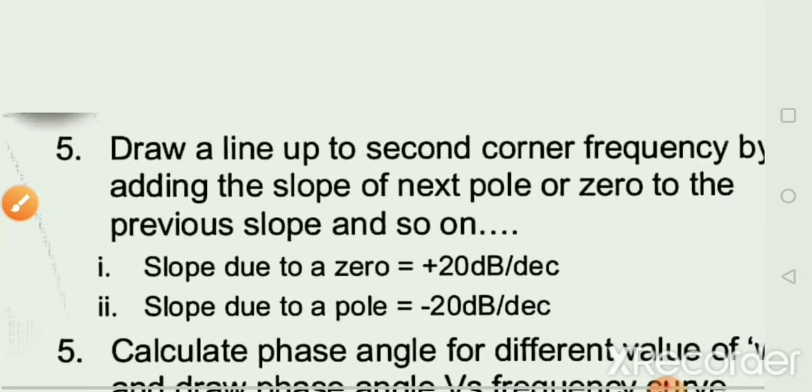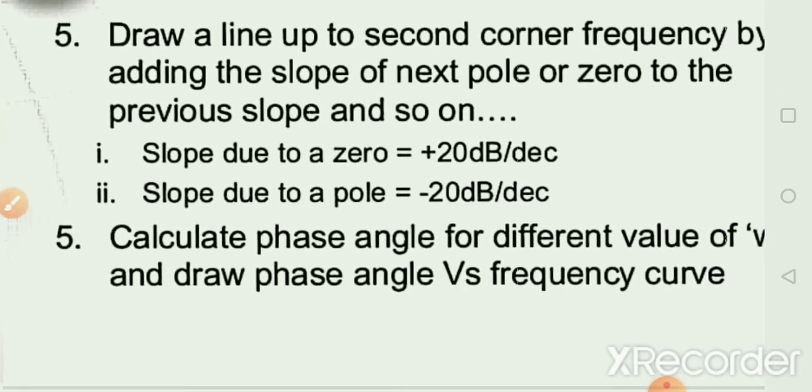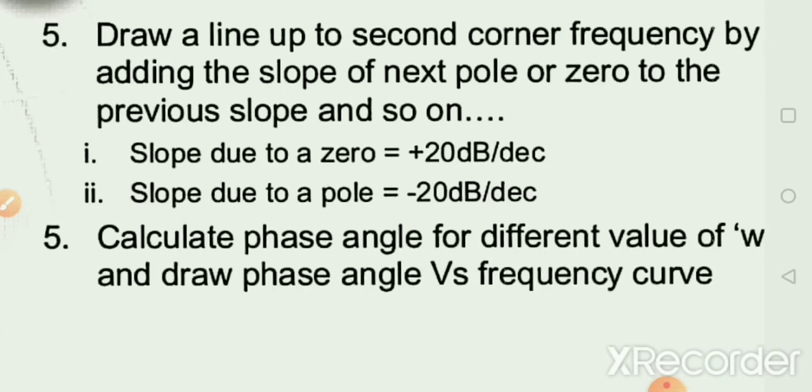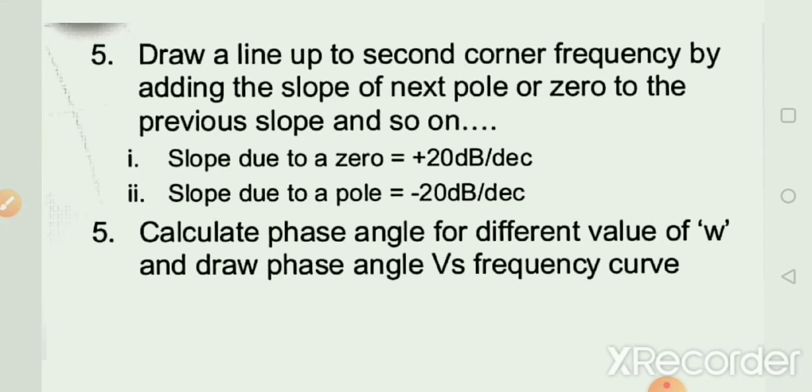Now the next step is to draw the line up to the second frequency by adding the slope of the next pole or zero. We draw the line for the magnitude plot. The slope due to a zero is plus 20 dB per decade and the slope due to a pole is minus 20 dB per decade.